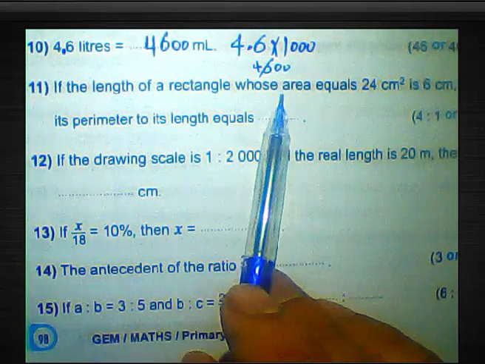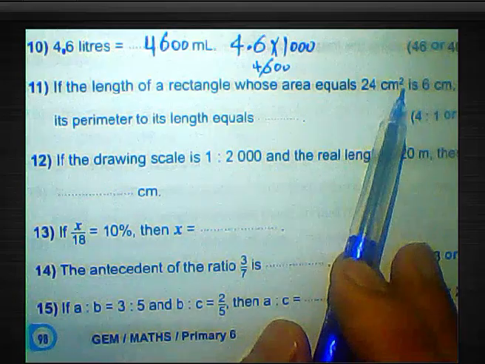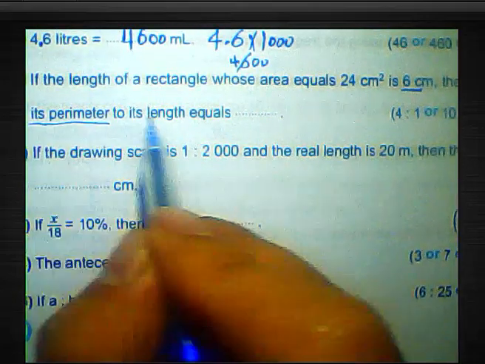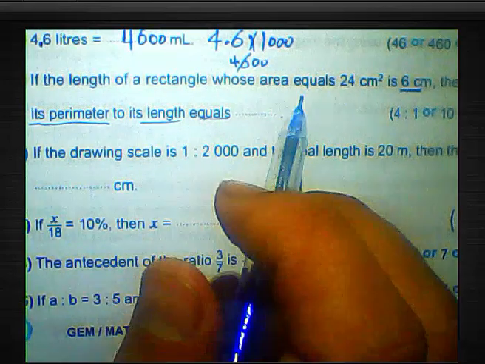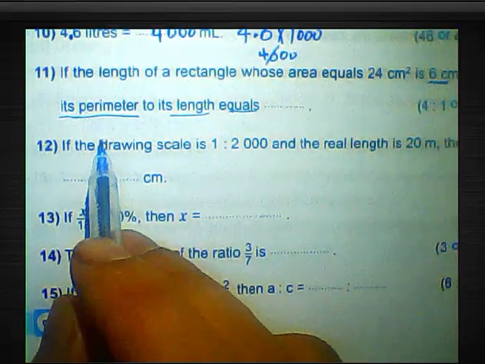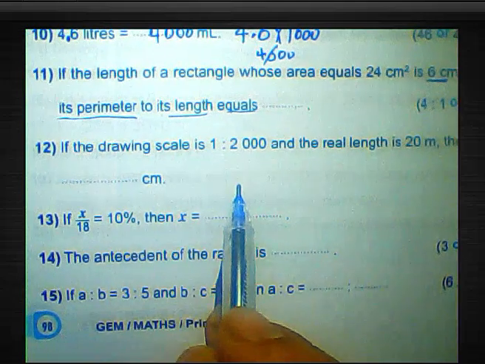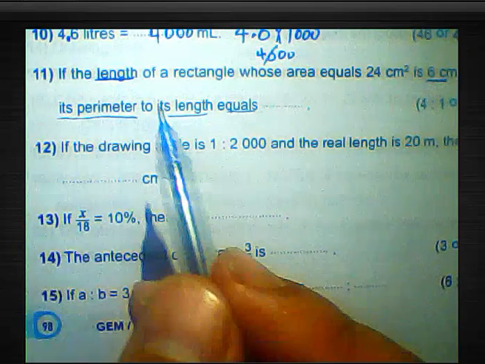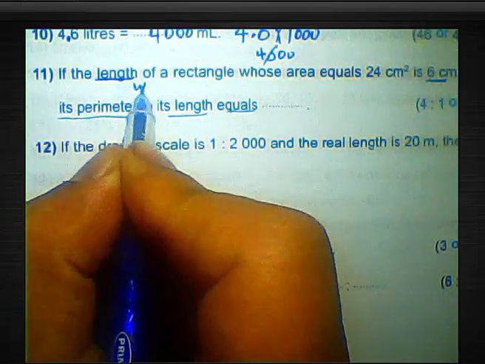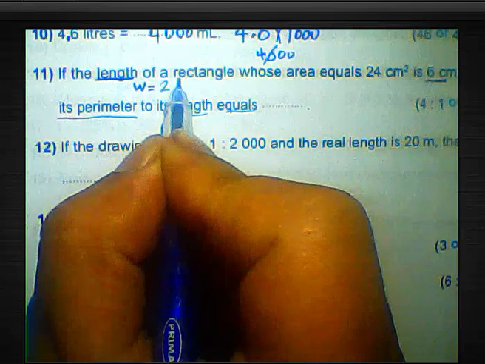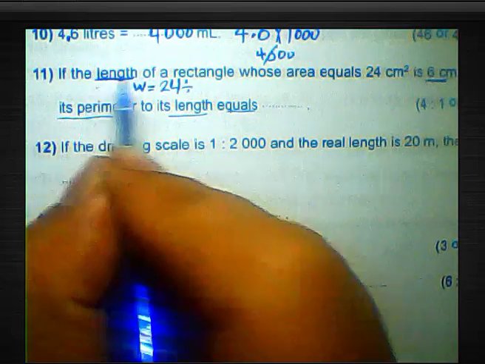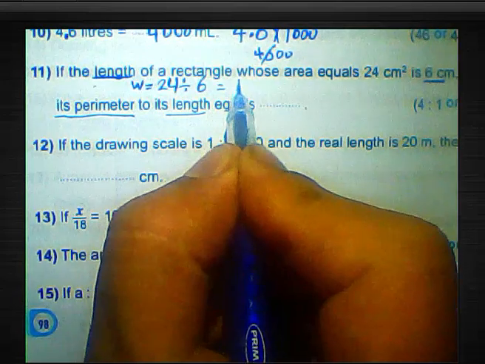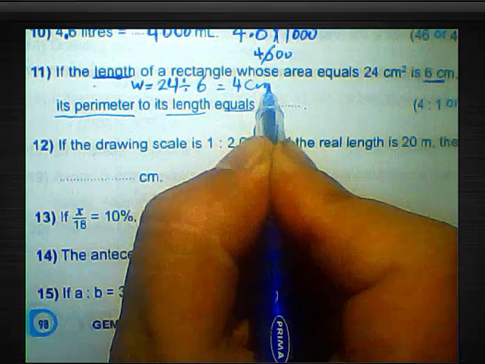Question 11. The length of a rectangle whose area equals 24 square centimeters is 6 centimeters. The ratio between the perimeter and its length equals what? We want to find the ratio between perimeter and length. We have the length, but we haven't the width. We can find the width by dividing area by length. The length was 6. 24 divided by 6 equals 4. So the width will be 4 centimeters.